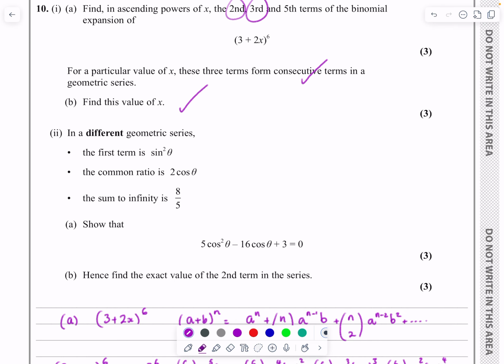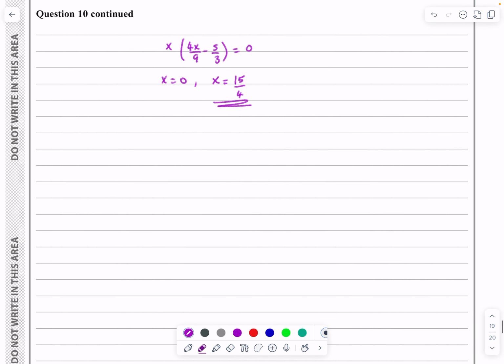So part 2 is like a brand new question here. It says we've got a different geometric series. This time we've got the first term, A, is equal to sine squared. We've got R is equal to 2 cos theta. We've got the sum to infinity is equal to that. And they want us to generate this equation. Well, actually, that's not too bad either. If we just do this then.